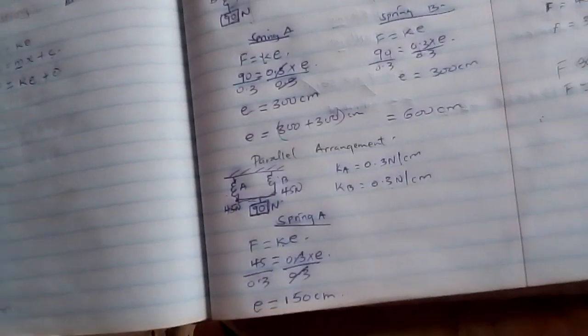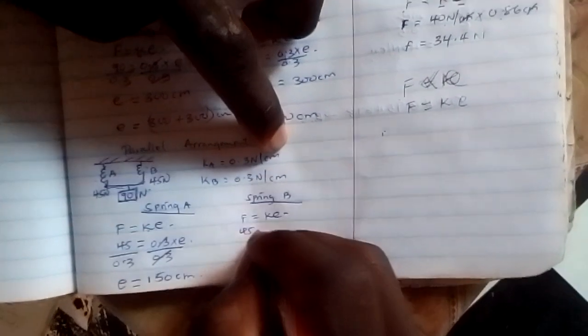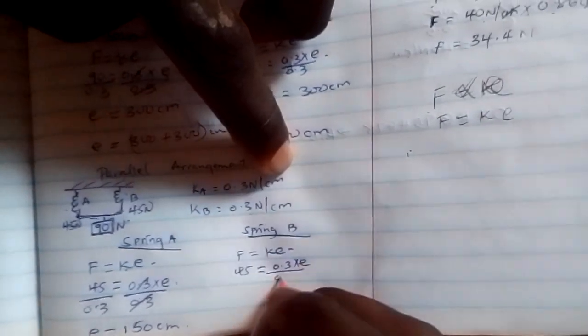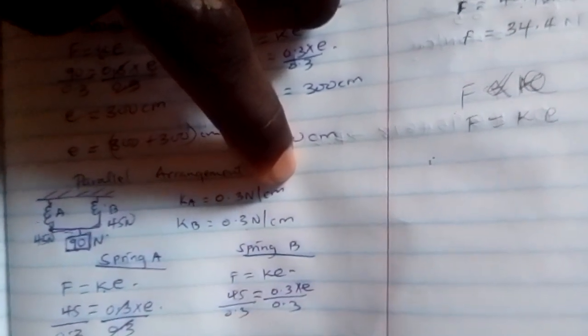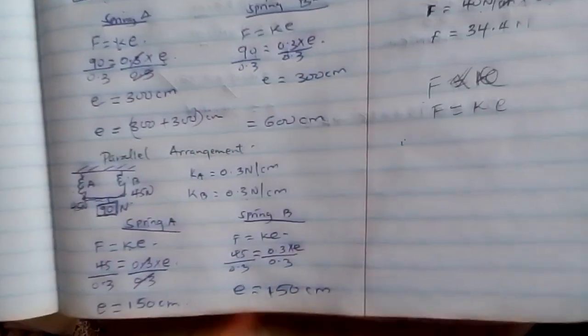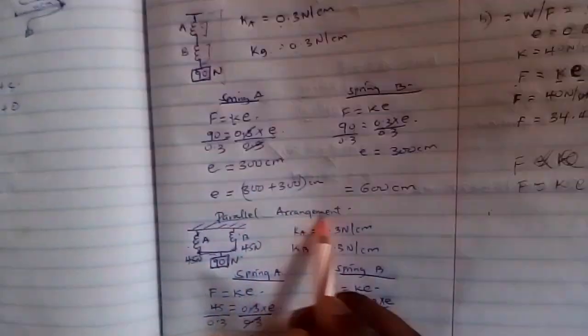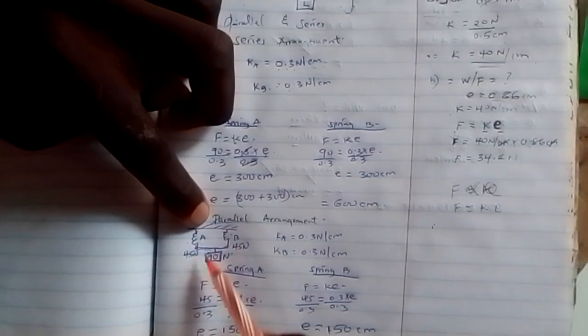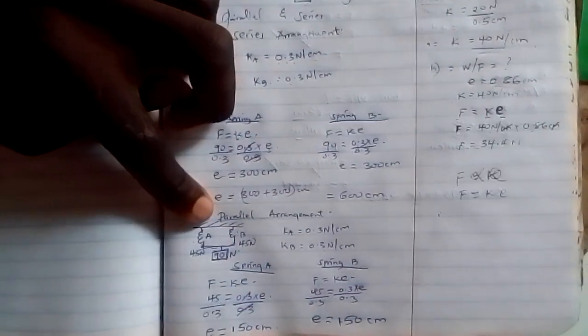Now, if you look at spring B, the force is equal to ke, and the force is 45, which is equal to 0.3 multiplied by the extension. Divide both sides by 0.3. Our extension will be 150 centimeters. But under this scenario of parallel arrangement, the load is shared and the system is attached to the two of them. It means that the extension of the system will be the extension of only one of the springs.